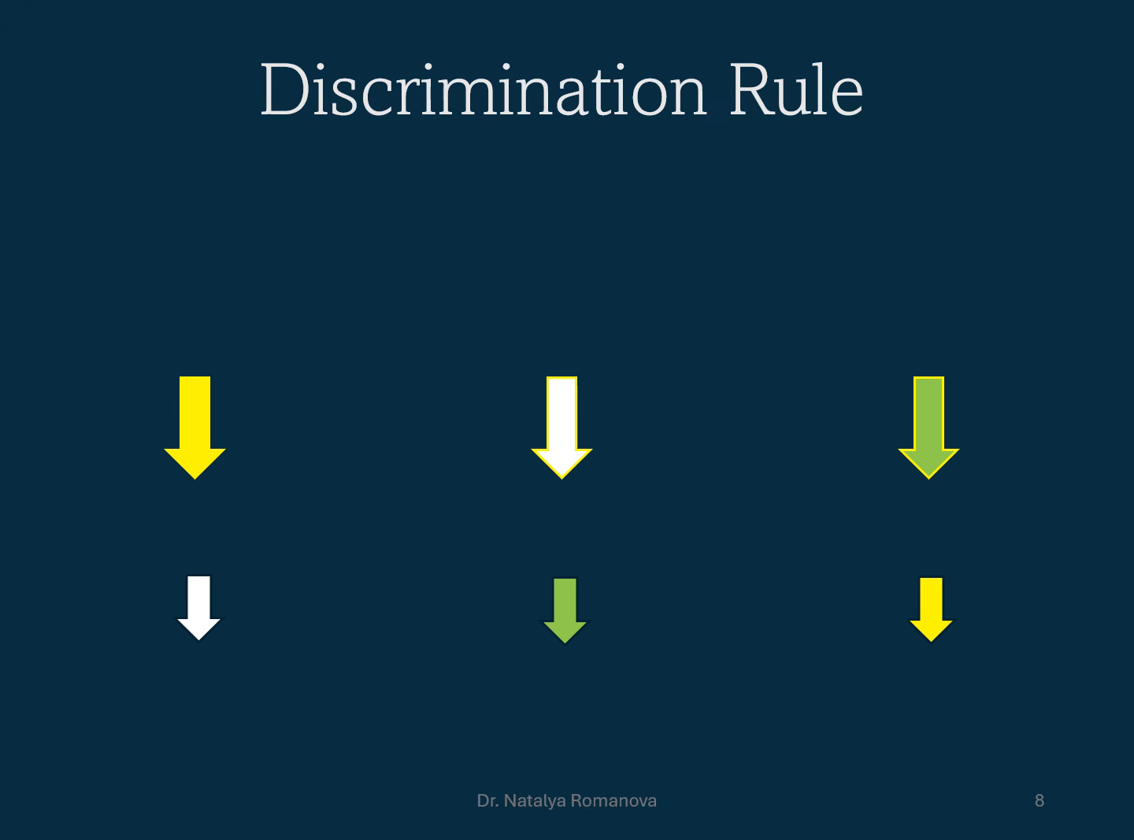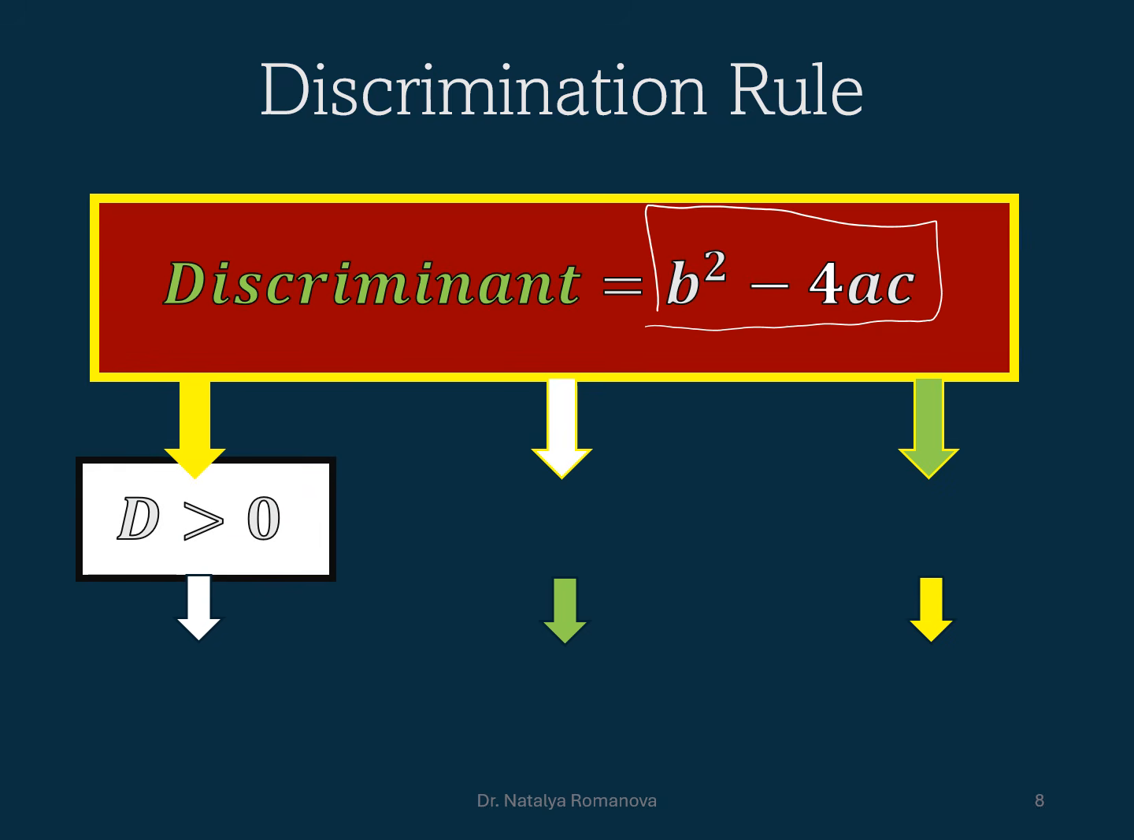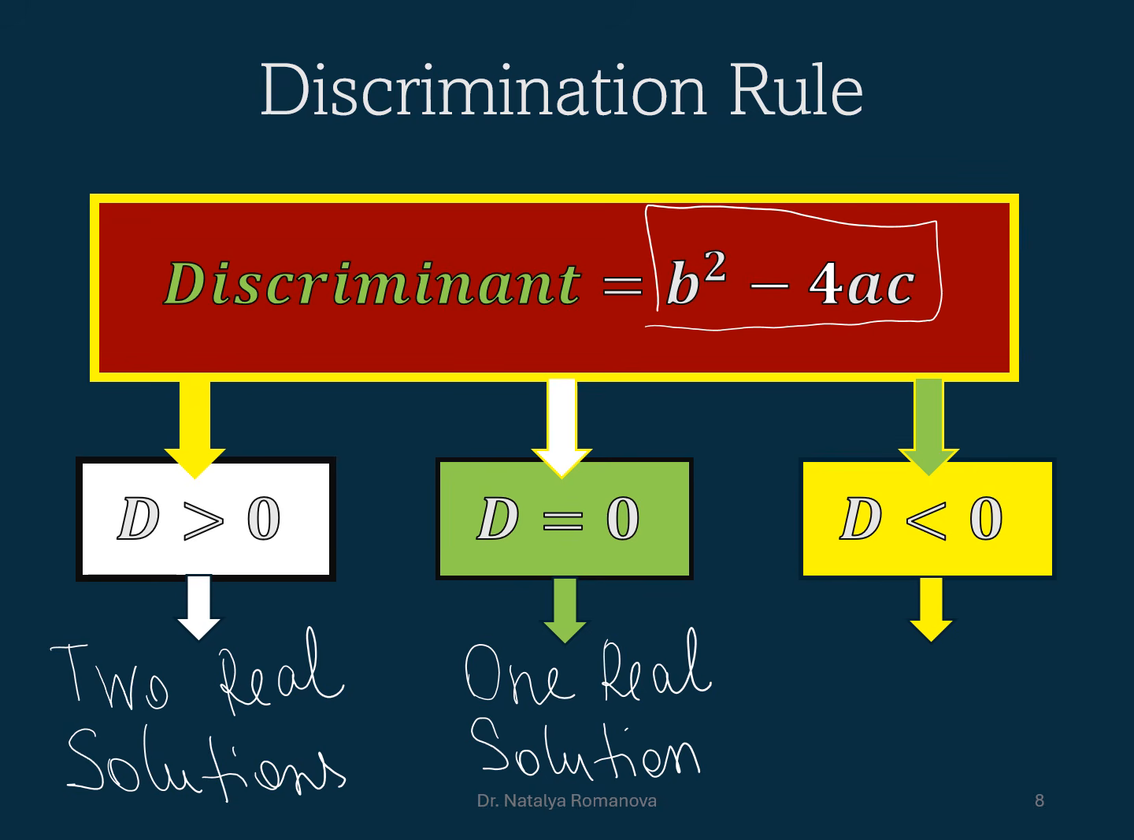Now we must remember this important rule about the discriminant. The discriminant is the expression inside the square root, b squared minus 4ac. The first case, if the discriminant is greater than 0, we have two real solutions. If the discriminant equals 0, we have one real solution. The third case, if the discriminant is less than 0, we have no real solutions.